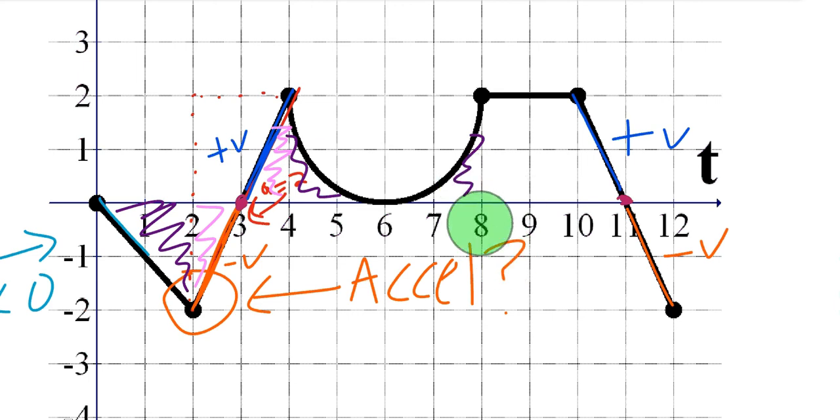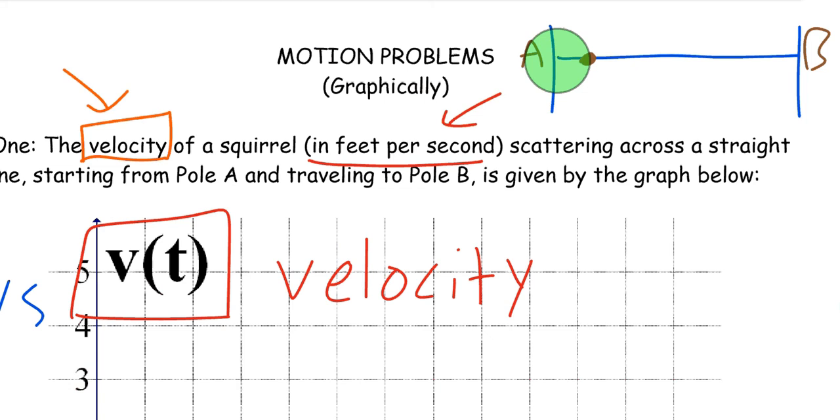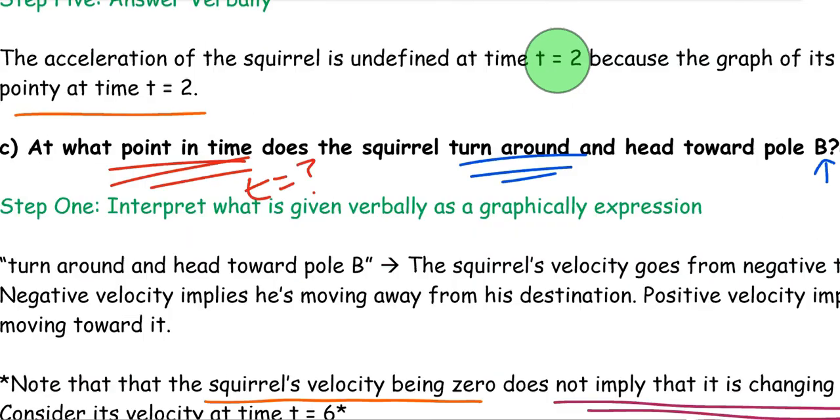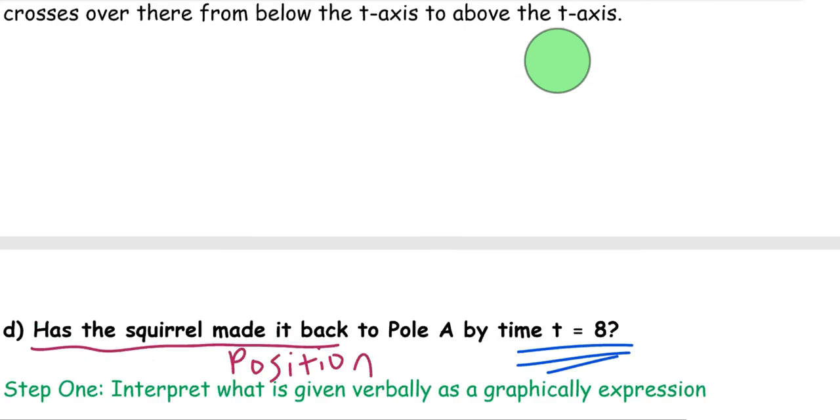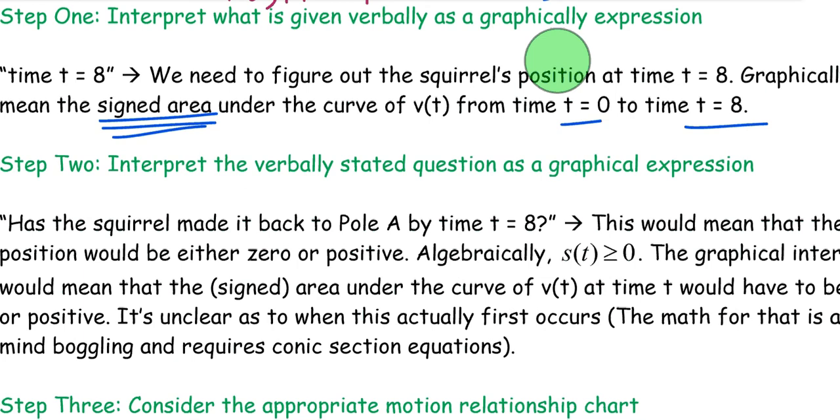So we can guess that somewhere around t equals 8, these areas cancel and its position is back at point A of the electric line. But that's why we're doing this problem. It's an interesting problem because it's a pretty close call.